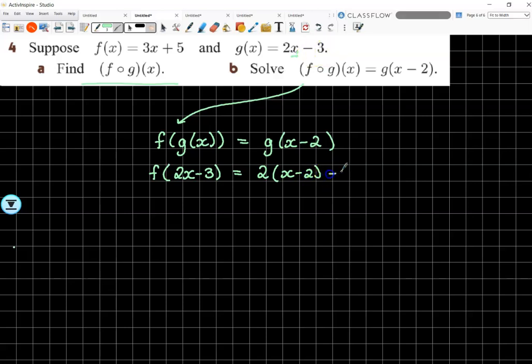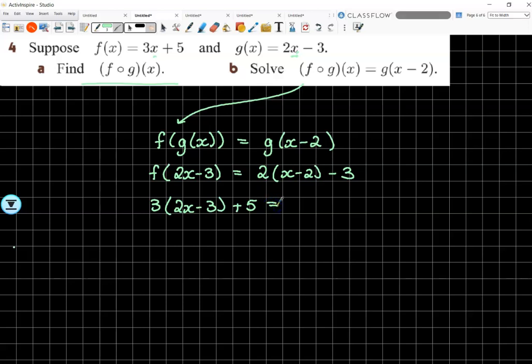What do we have to finish with? Take 3. Okay? So what does this one tell you to do? Go to f, and wherever x is, we're going to replace it with 2x take 3. So instead of 3 times x, it's going to be 3 times 2x take 3. Don't forget the plus 5. Happy with that, girls?